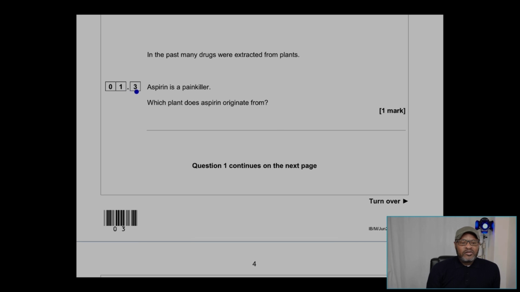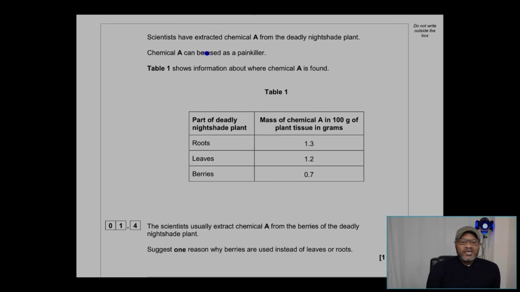Question 1.3. Aspirin is a painkiller. Which plant does aspirin originate from? Aspirin originates from willow plants. Scientists have extracted chemical A from the deadly nightshade plant. Chemical A can be used as a painkiller.